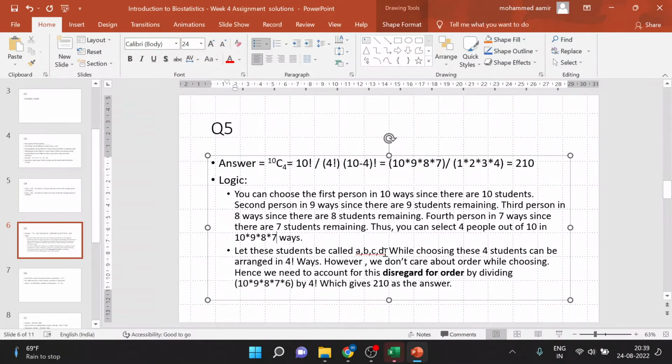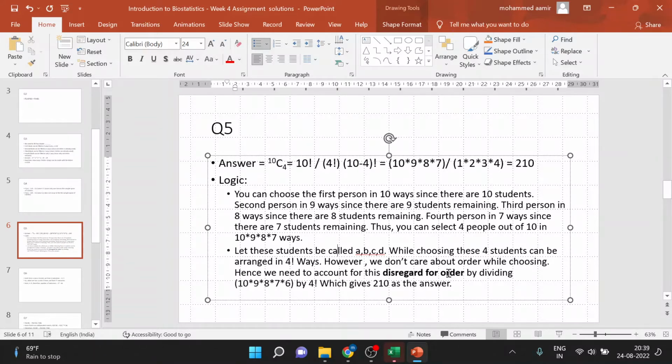Now you can see that once you have chosen them, you can arrange these 4 students in 4 factorial ways. But since we are only interested in choosing them and not arranging them, we need to account for this arrangement as well, and we need to discard this. So we don't take order into consideration.